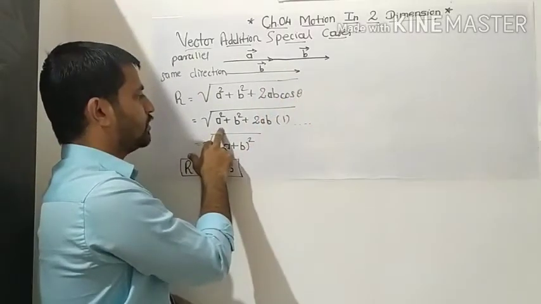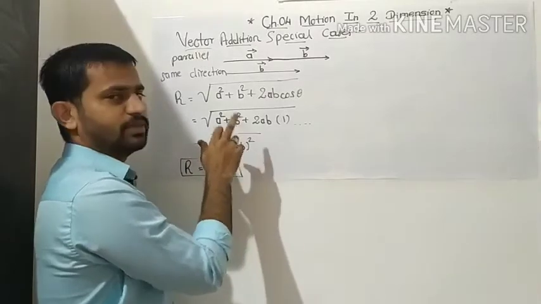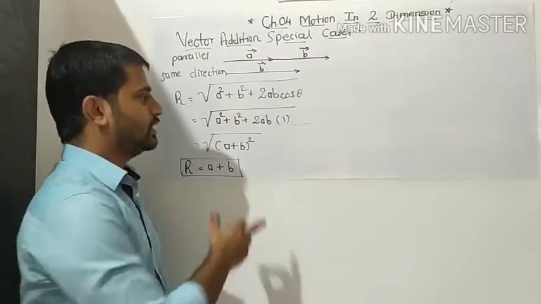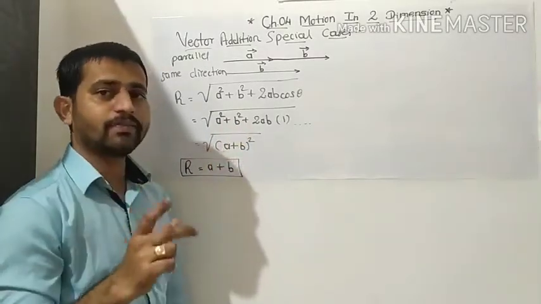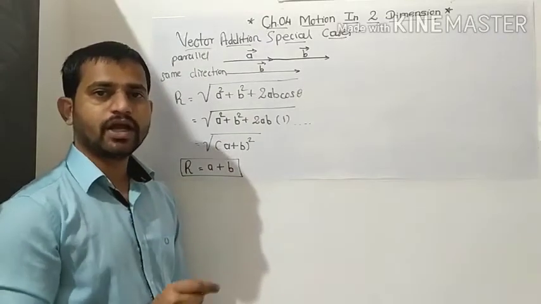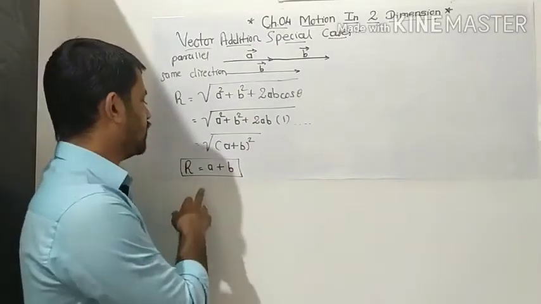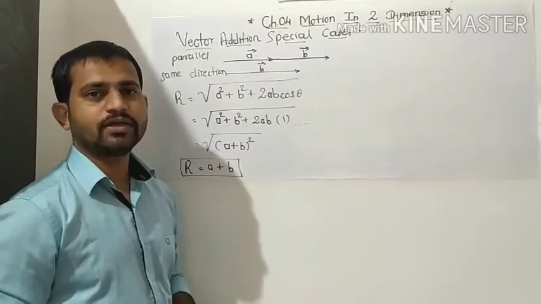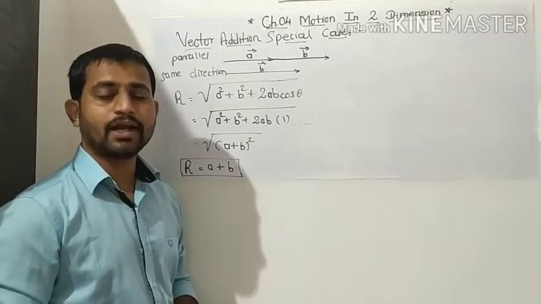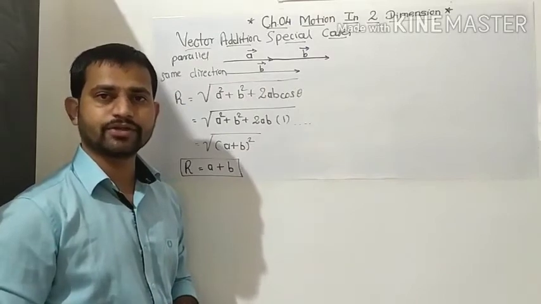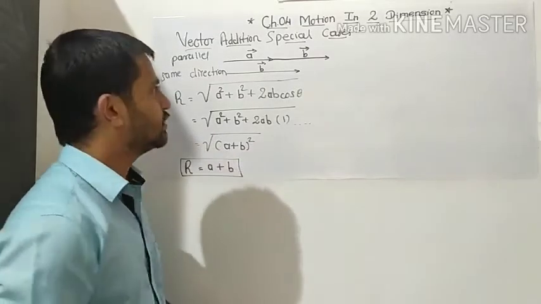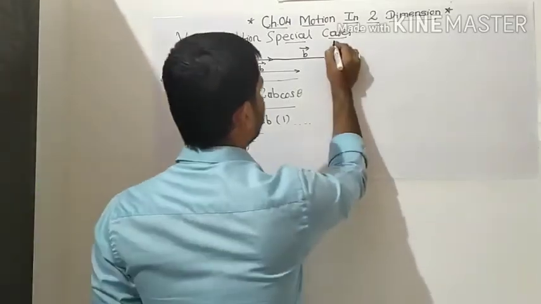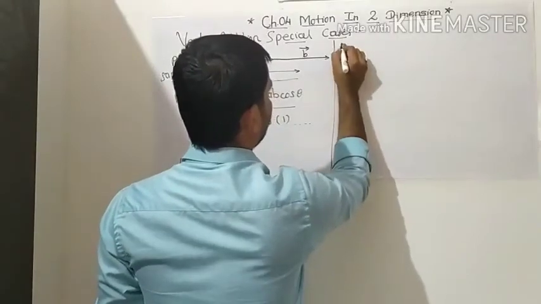Then our equation becomes A square plus B square plus twice AB, and this is nothing but the expansion of the bracket A plus B bracket square. If we remove the square root, our value becomes R is equal to A plus B. This is the resultant when the two vectors are parallel and along the same direction. Now the second special case is when the vectors are parallel.